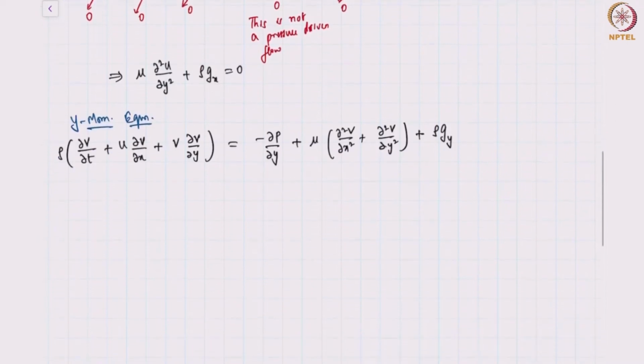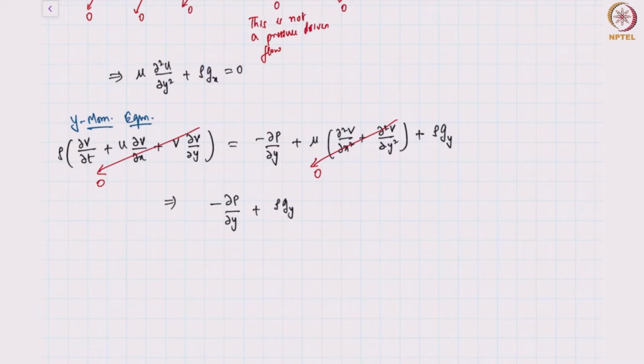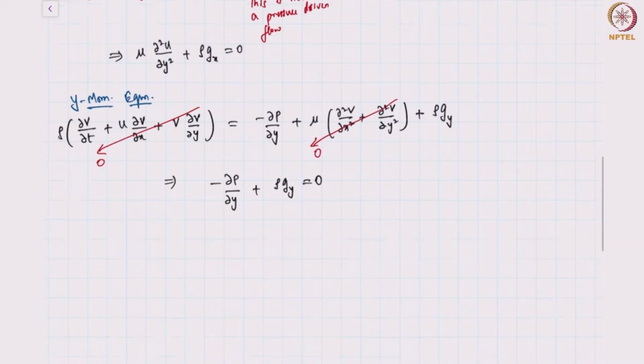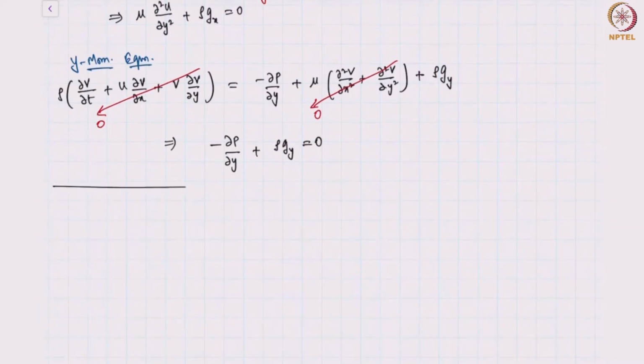And finally, if you look at the vertical component of the momentum equation, all these terms are 0. These terms are as well 0. And what we finally have is these are the equations that we have. Okay. So let's write down all these equations again.